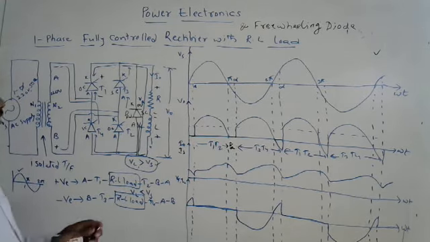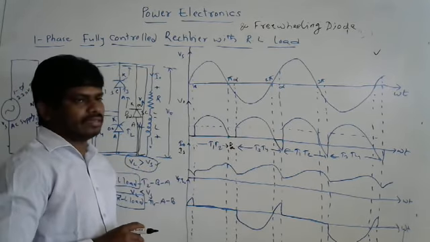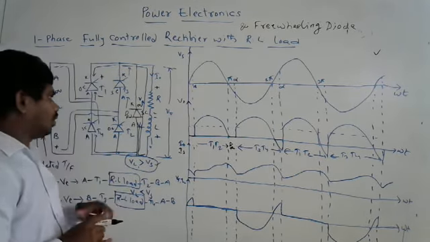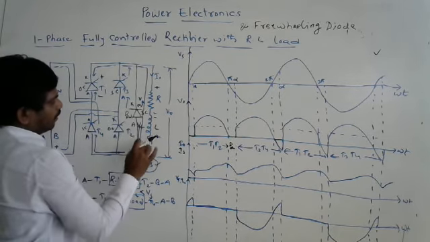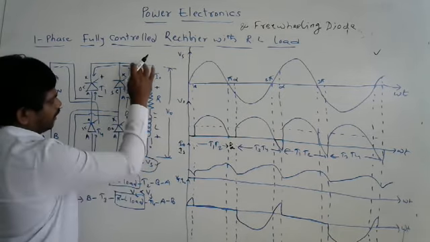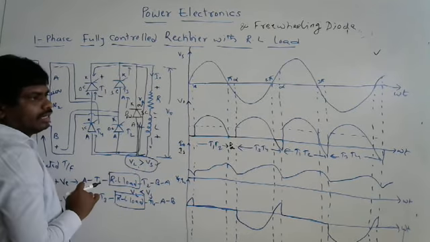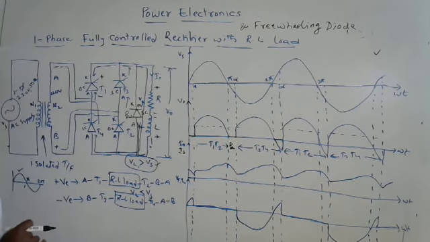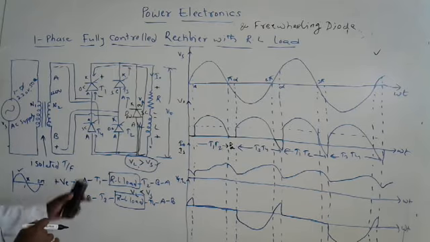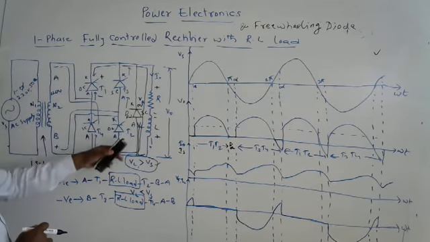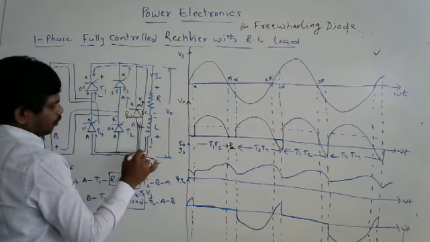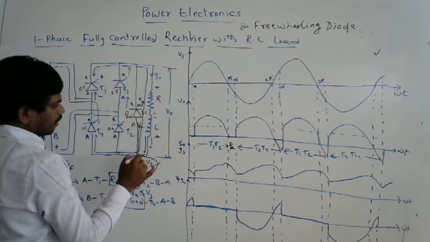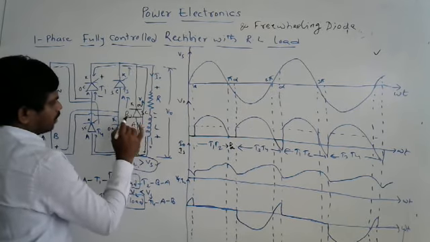The action takes place from pi to alpha, where the negative voltage appears across the output. That negative voltage is clipped off by connecting one freewheeling diode across the load. Whenever the inductor provides the source for the network, the current direction won't change. Only the polarities change across the inductor, and the current keeps flowing like this. It will become short circuited.